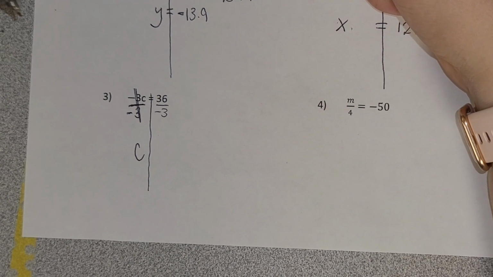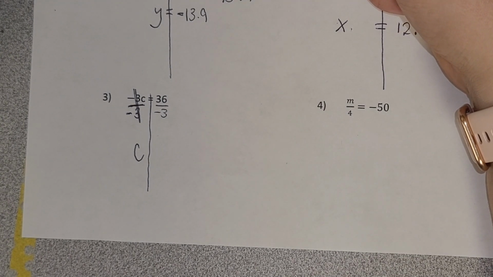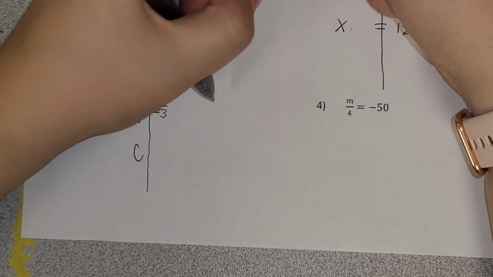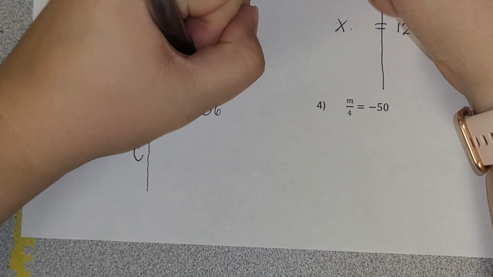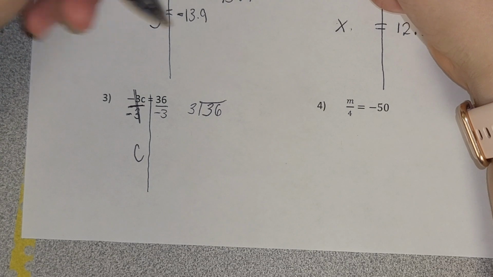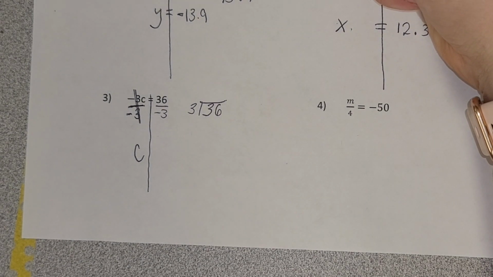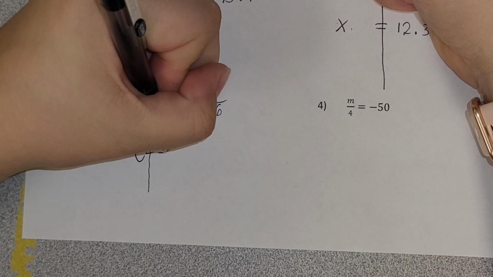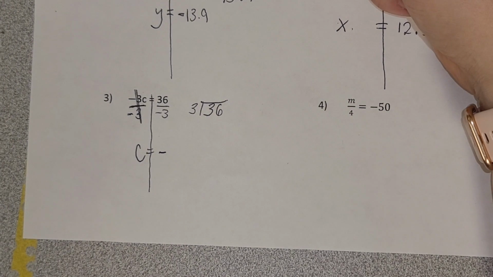So I have 36 divided by negative 3. I'm going to tell you guys right now, I can't do that in my head. So I'm going to come over to the side and do some long division. I have a positive divided by a negative. Different signs means my answer has to be a negative. So I'm going to write that down so I don't forget.